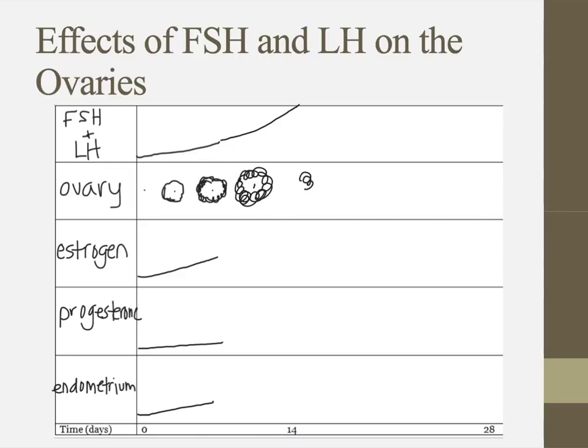And at day 14, we have so much of the FSH and LH that we have ovulation. So it's maybe worth noting that day 14 is ovulation. Again, this follicle is the thing that's secreting the estrogen, so at day 14, estrogen is also going to peak. And the lining of the endometrium increases a little bit even further. Progesterone still at low levels.